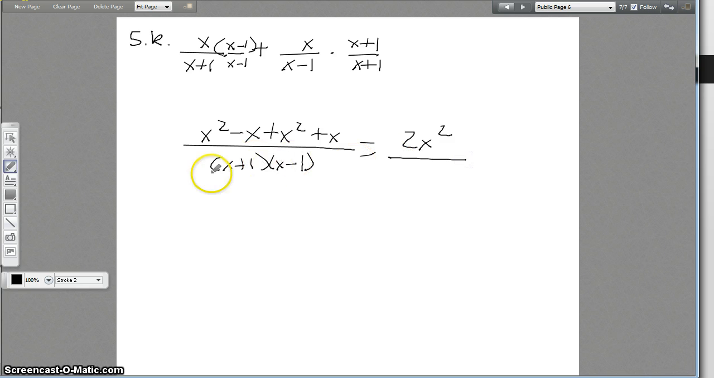And then this is all over (x + 1)(x - 1), which we can multiply out to x squared minus 1, because we have the sum of two terms multiplied by the difference of two terms, and that will give you the difference of two squares.